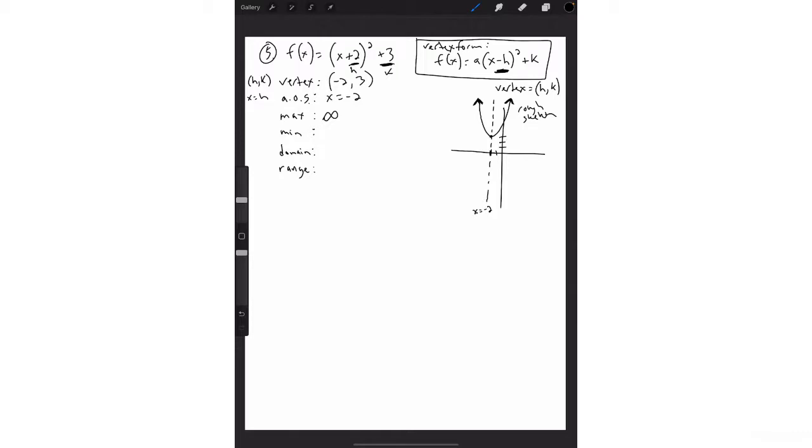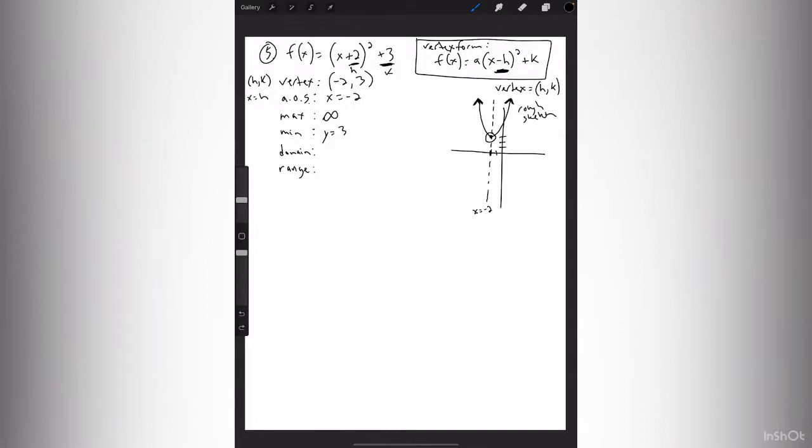The minimum value, the lowest number I can possibly get, is this value right here. Okay, the minimum y value. In this case, since it's a positive parabola, the minimum y value is y equals 3. If you just put 3, I'd accept that as well.